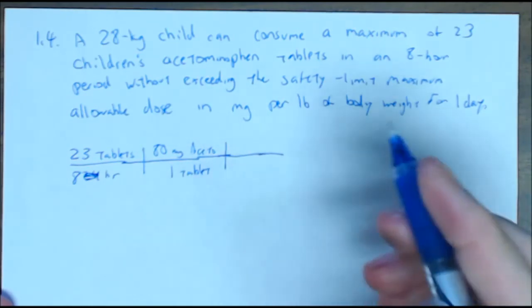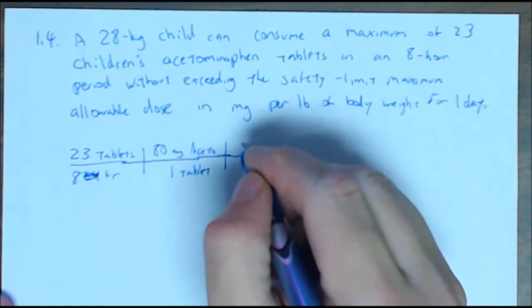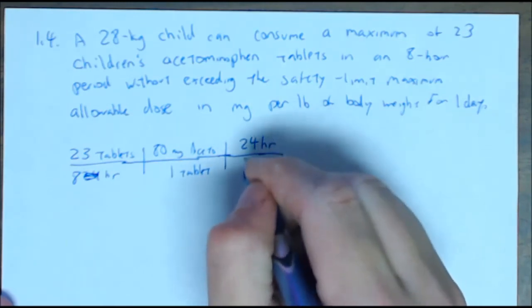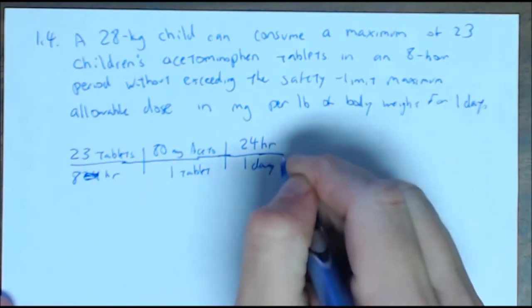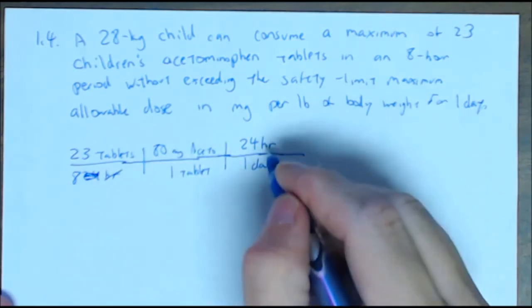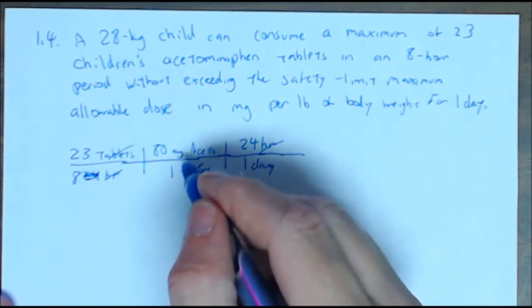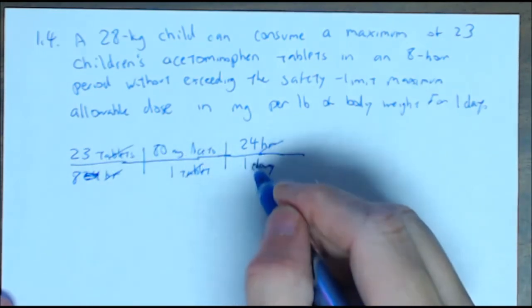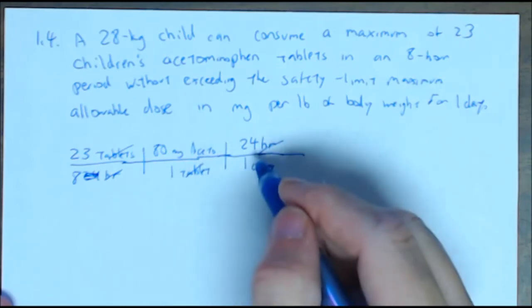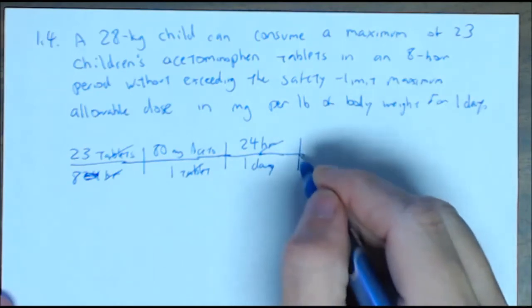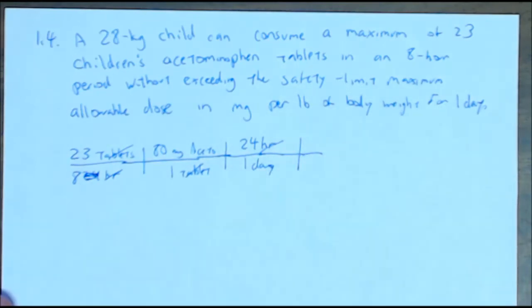Okay, the next thing that we want to do is convert this over into the right time frame. So I'll put 24 hours for every 1 day here. Now at this point, if we start canceling some units, we now have the proper number of milligrams of acetaminophen, and I've got 24 hours, and I've got 1 day. So right now, milligrams per day is our unit. Okay. But I want to know per pound of body weight per day.